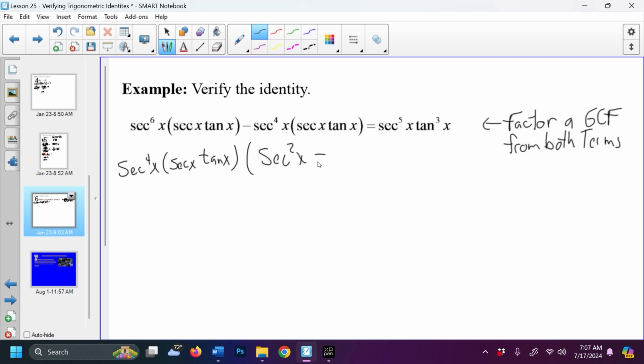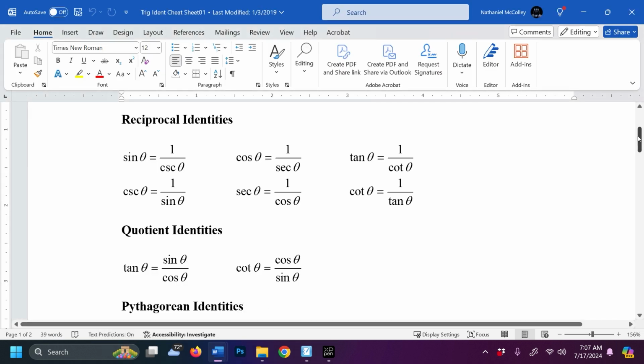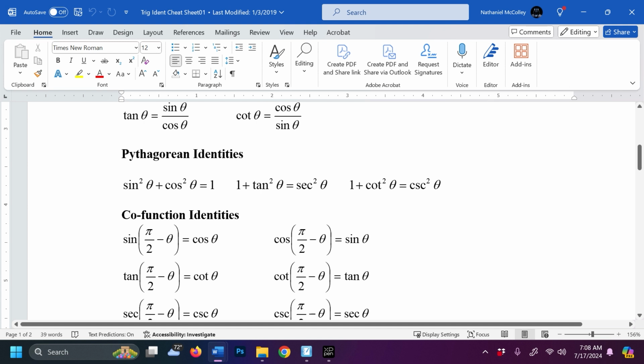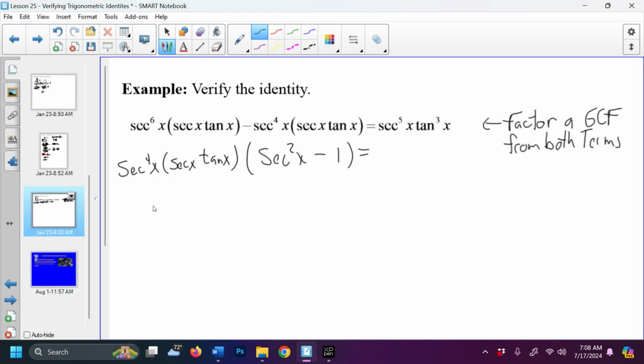So just like 5 divided by 5 is 1, secant to the fourth x times secant x tangent x is also just 1. Now I see that I have another secant squared x minus 1 here. So I have this minus 1. And again, if I go back to my trig identity cheat sheet and look at my Pythagorean identities, secant squared theta minus 1 is tangent squared theta. So I can come back down here. Now that leaves me with this secant to the fourth x, secant x, tangent x, and then I can replace this expression with tangent squared x.